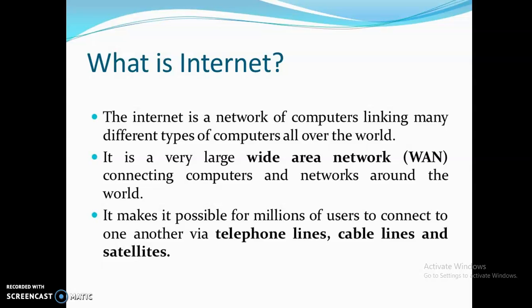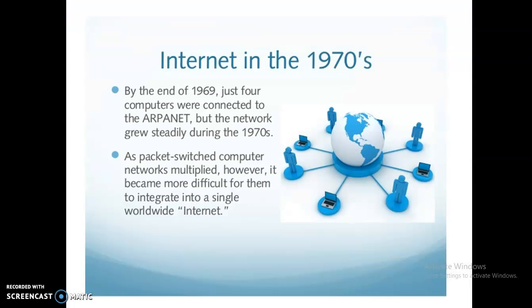It makes it possible for millions of users to connect to one another via telephone line, cable line and satellites. So, the internet in the 1970s. By the end of 1969, just 4 computers were connected to the ARPANET, but the network grew steadily during the 1970s. You people can't imagine, nowadays you can connect millions of computers together. You can also communicate with people from anywhere to anywhere and share information.